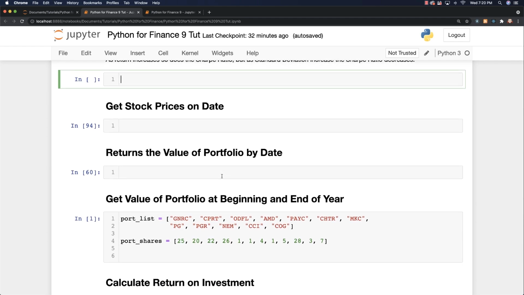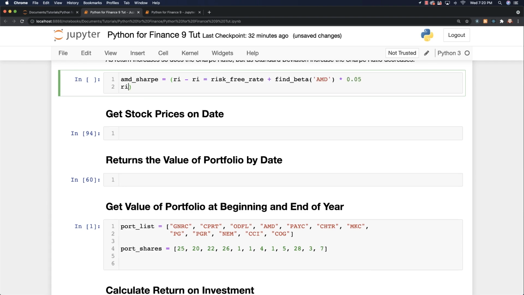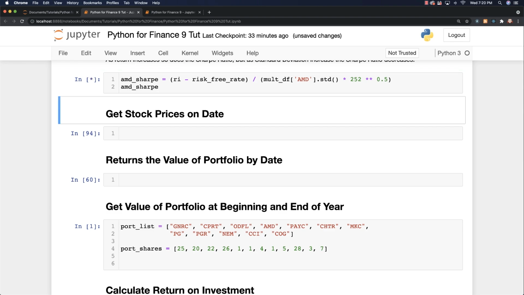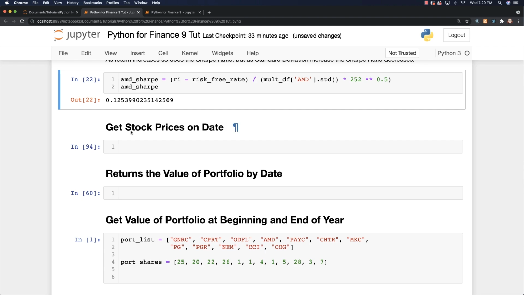Let's say I want to find the Sharpe ratio just for AMD. So I can go AMD and Sharpe like this. You just say RI minus the risk-free rate, and then divide by, this isn't really going to have any real meaning, I'm just doing it to show you that I can do it, AMD dot standard deviation times 252 to the power of 0.15. Just formulas that we're doing. AMD and Sharpe like that, and there we go. So there is our Sharpe ratio for AMD.